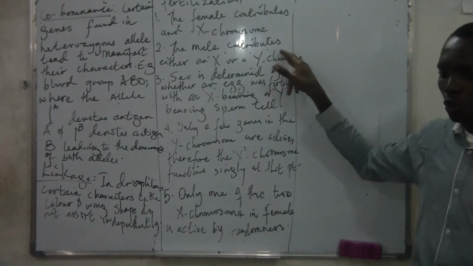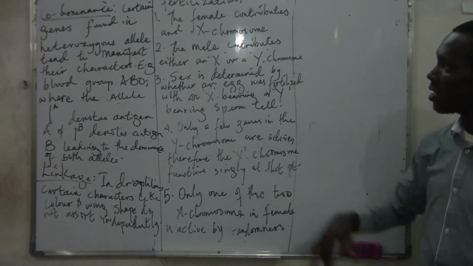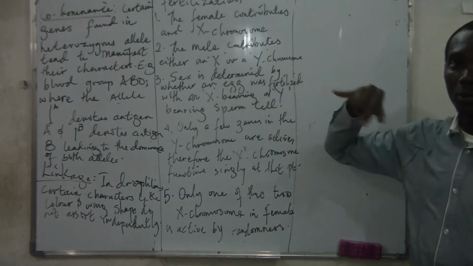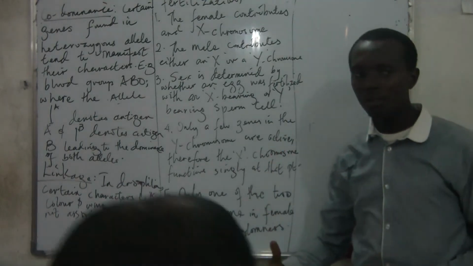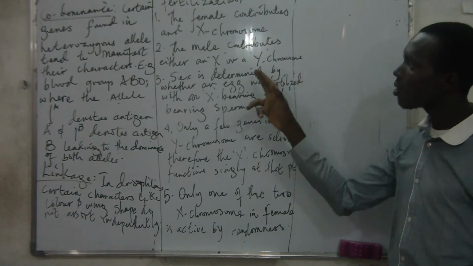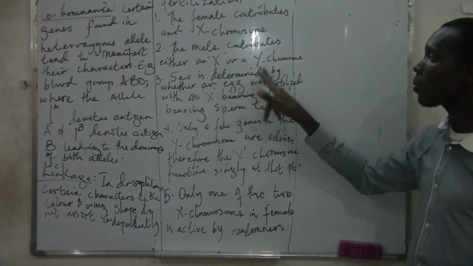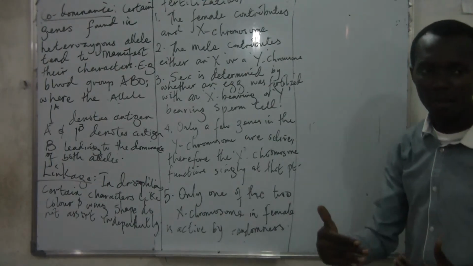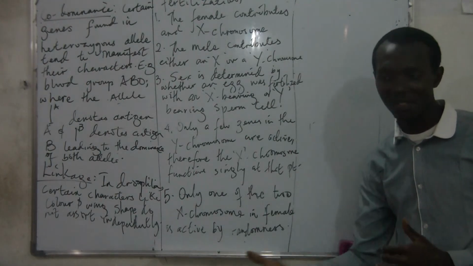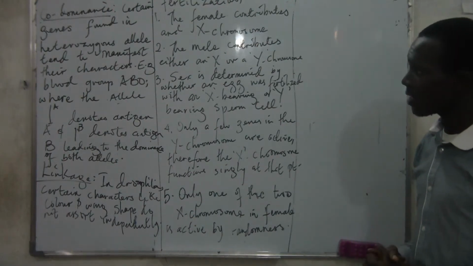A Y chromosome. And like we previously said, the Y chromosome swims faster but lives what? For a shorter period of time. While the X chromosome swims slower and lives for a longer period of time. While the Y chromosome swims what? Faster and lives for a shorter period of time. Okay? Do you understand the idea?